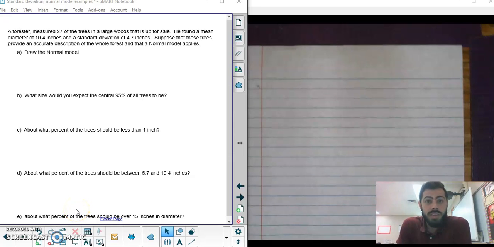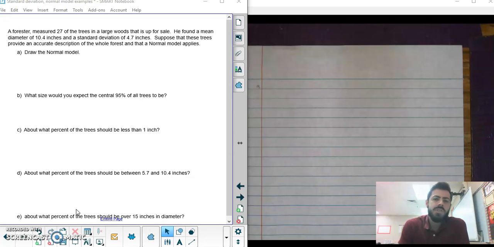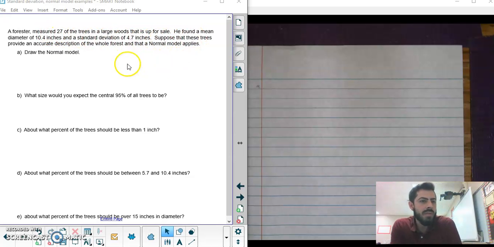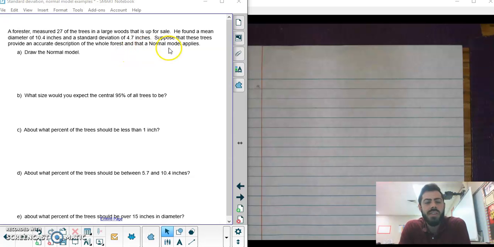All right, so we're going to work through an example of a free response question that involves z-scores and the normal model. A forester measured 27 trees in large woods that are up for sale. He found a mean diameter of 10.4 inches and standard deviation of 4.7 inches. Suppose that these trees provide an accurate description of the whole forest and that a normal model applies. So, step one, draw the normal model.